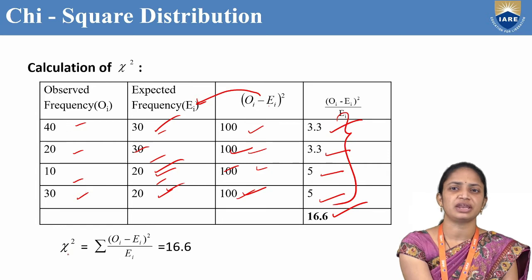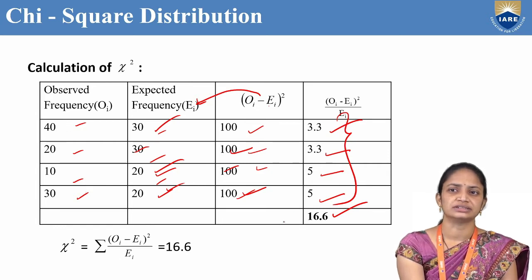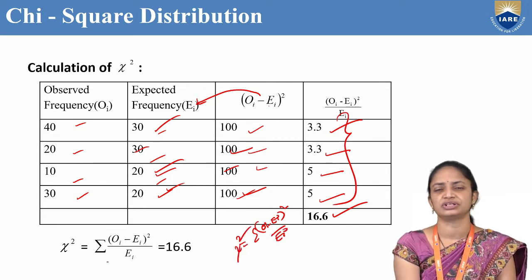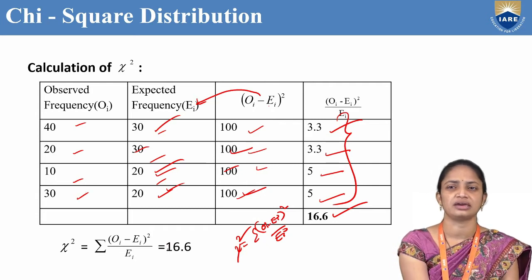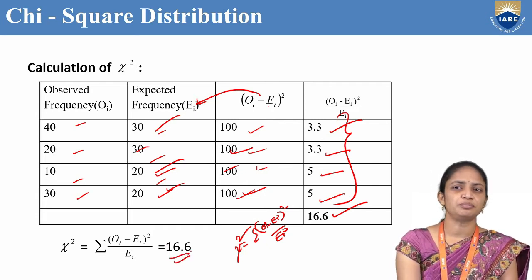That means chi-square equal to, we know that the sum of all these values, (Oi minus Ei) whole square by Ei, is always nothing but chi-square. So chi-square equal to summation (Oi minus Ei) whole square by Ei, that is equal to 16.6.